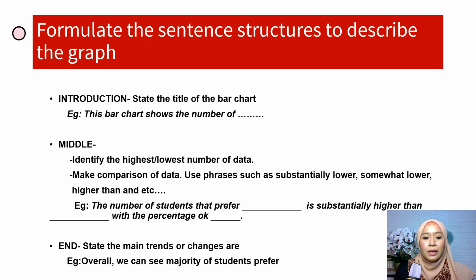And in ending your description, state the main trends or changes. For example, overall, we can see that the majority of the students prefer to get food in Polytechnic Merlimau Melaka.